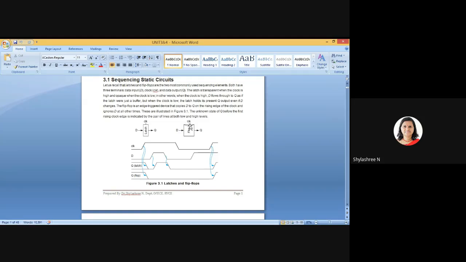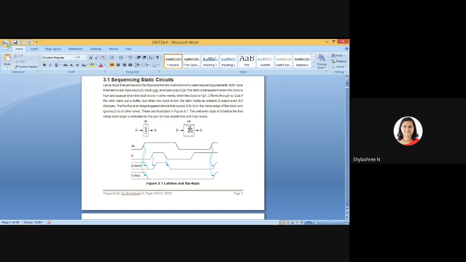With the triangle, if there is a small bubble or a round, then we call it a negative edge triggered flip flop. If only a triangle is there, we call it a positive edge triggered flip flop. Okay. So now the latch is transparent.